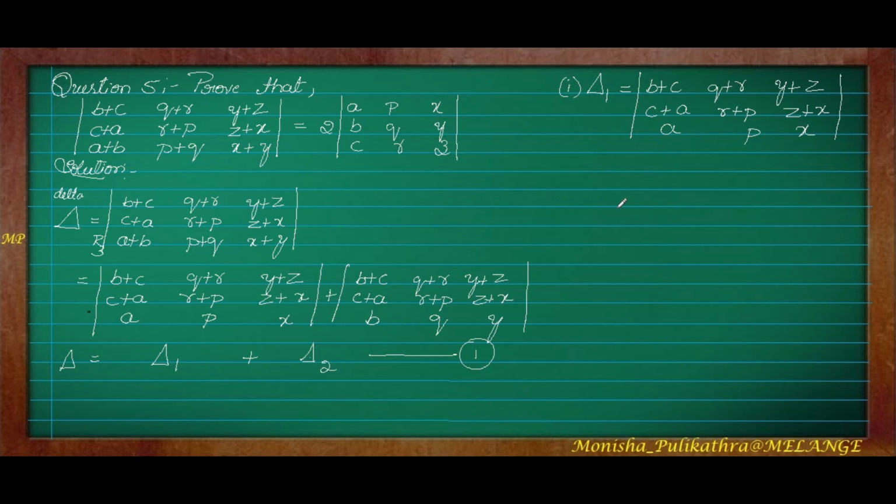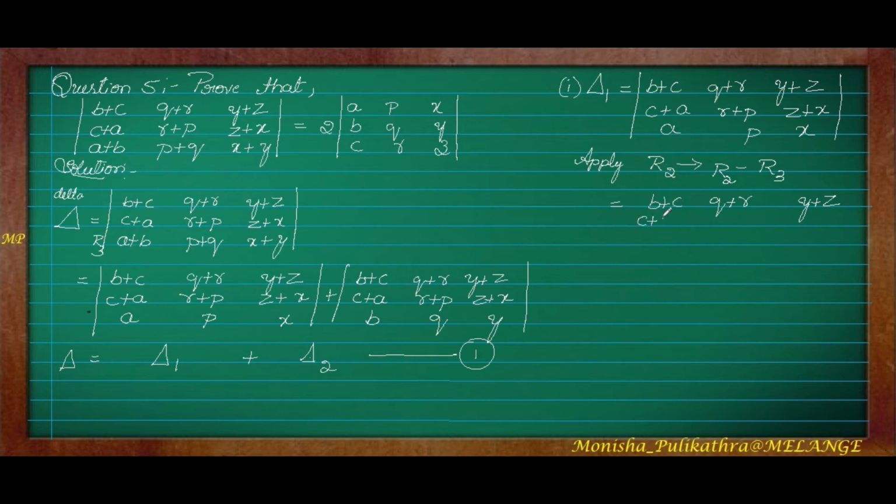Next, first I will be applying R2 equal to R2 minus R3. I have to change this R2 into R2 minus R3. So delta 1: first row, write as it is, B plus C, Q plus R, and Y plus Z. Only the second row you have to change as R2 equal to R2 minus R3.